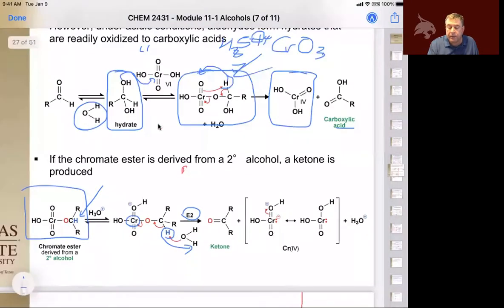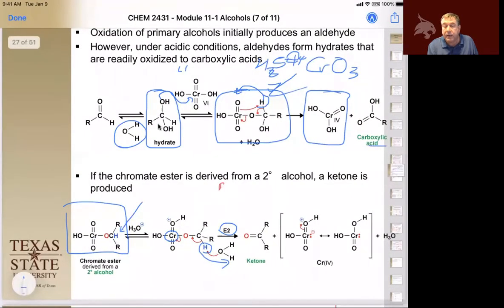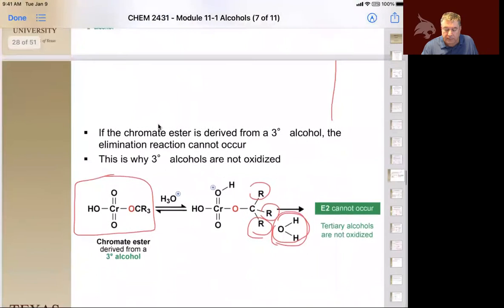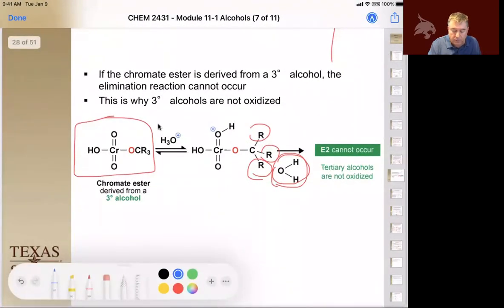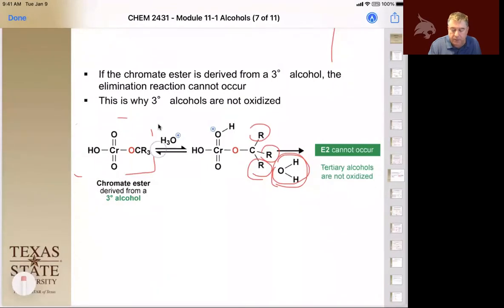Primary alcohols in the presence of aqueous chromic acid will always yield carboxylic acid. But hey, wait a minute, the intermediate was an aldehyde. Can't we just stop it at the aldehyde? Well, yes, we can, if we remove water from the equation. So let's go ahead and figure out why we can do that. Oh, no, let's first talk about tertiary alcohols.